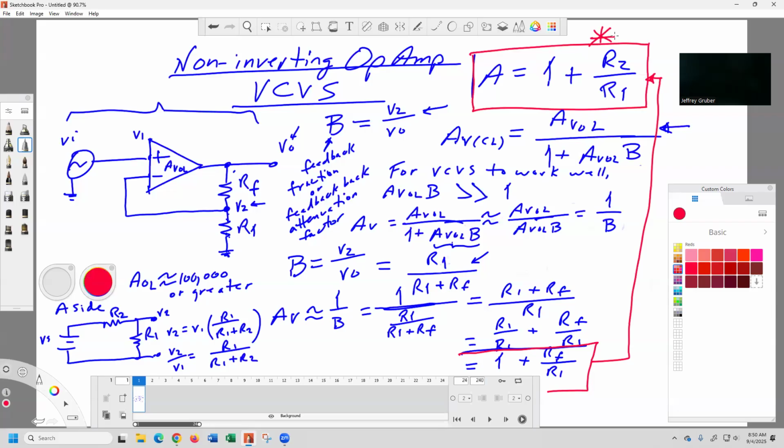Remember, this is a non-inverting amplifier. What was an inverting amplifier? Does anyone remember? So let's do an example and then we'll take a break for 10 minutes, and then I'll come back and talk about half power point frequency response, and then we'll do lab 2.